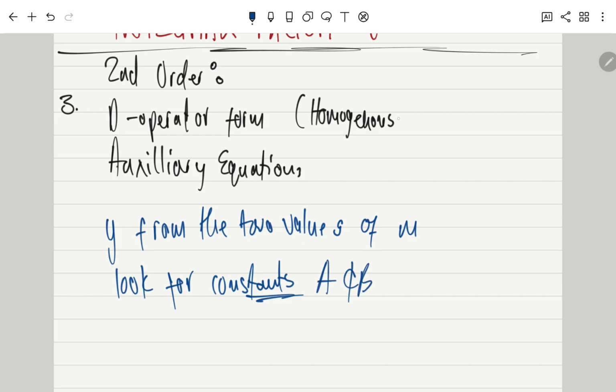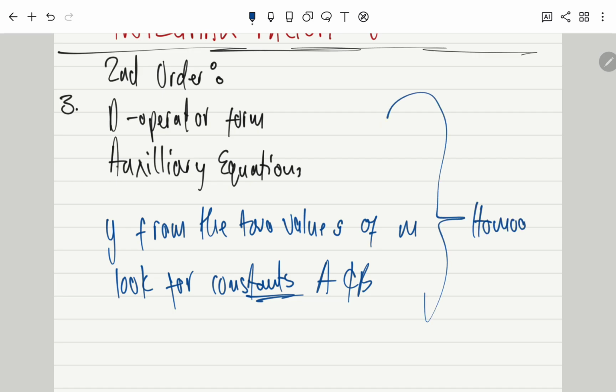Now this is going to be for homogeneous. So method number 3 works for homogeneous second order. What does it mean to say they're homogeneous? In other words, it will be equal to 0. If it's homogeneous, it is a second order, it is the second derivative, but it will be equal to 0.